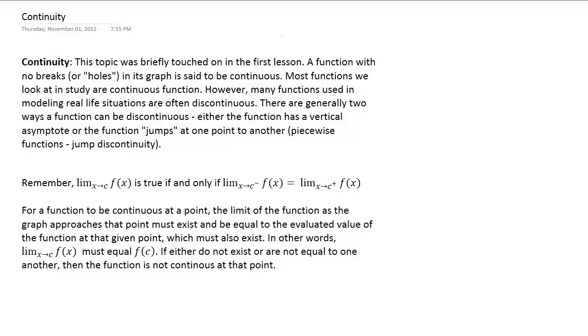Well, continuity relates to functions, and a function is said to be continuous if there are no breaks or holes in its graph. Most of the functions that we look at are continuous functions. However, many of the functions that are used in modeling real-life situations are discontinuous because of real-world limits that apply to the functions. There are generally two different ways that a function will be discontinuous. Either you'll run into some type of vertical asymptote, or the function's just going to jump from one point to another with something like a piecewise function.